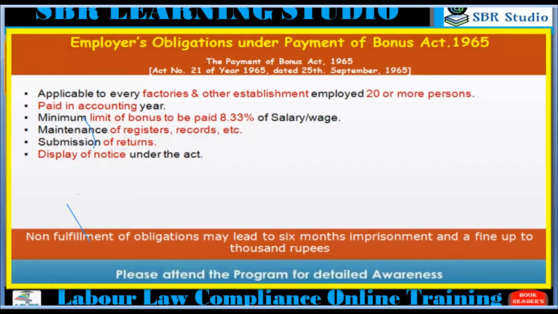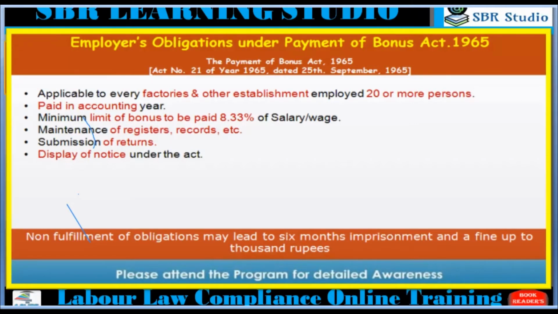However, before 1965, there was no such provision for paying a bonus to employees who are spending around half of their life serving an organization. So that's why a provision was made under the Payment of Bonus Act 1965 that the employer needs to pay a minimum bonus of 8.33% of wages every financial year. This applies to organizations engaging 20 or more employees.